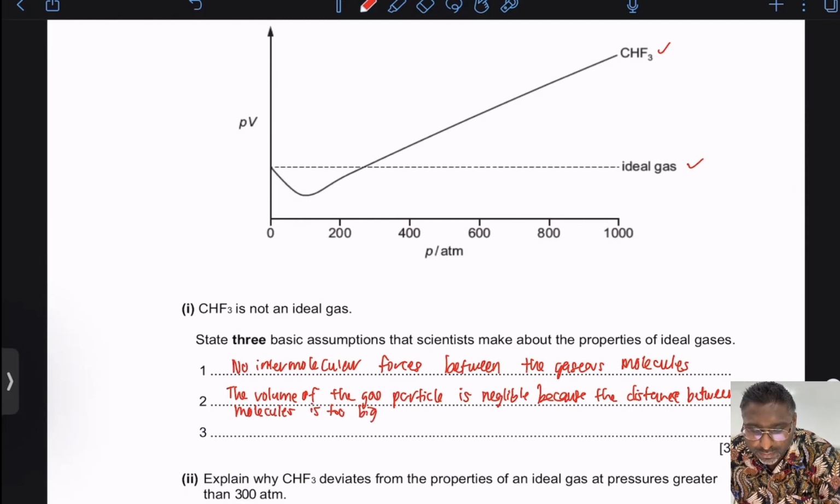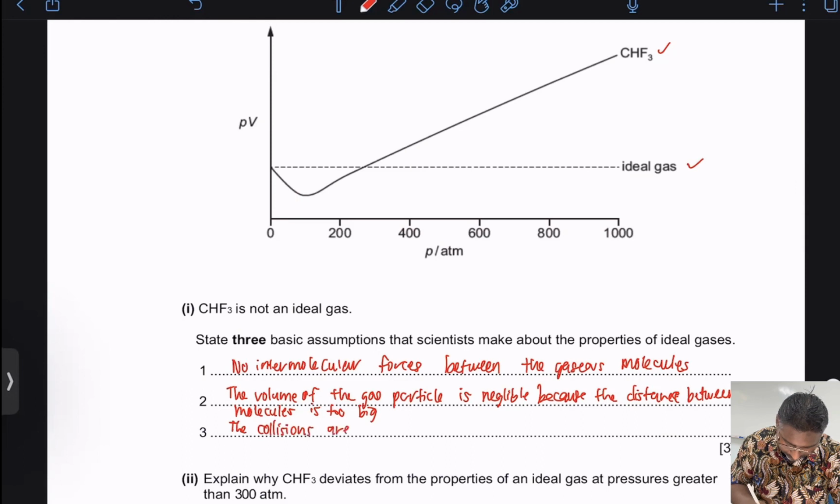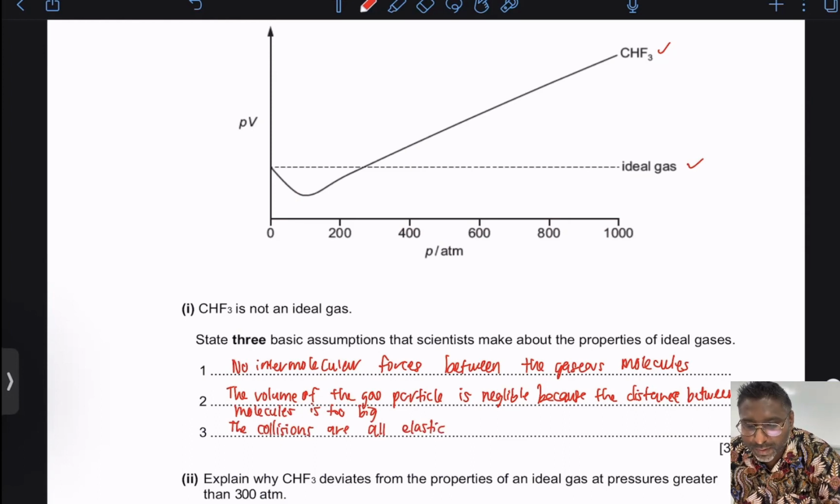Okay, and then the last number 3. Okay, one more. Kalista, one more. The collisions are all elastic. Please remember all this. The collisions are all elastic.